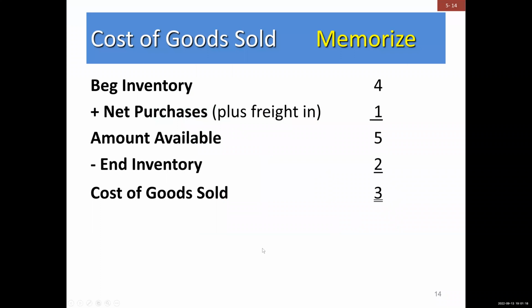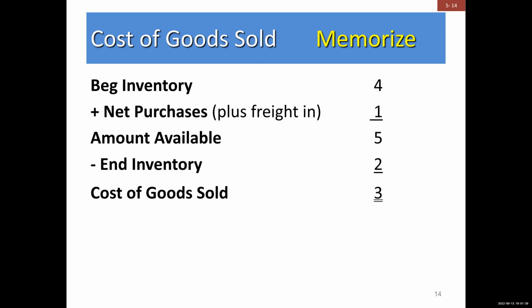I want you to memorize this. And you don't have to worry about net purchases. We're just going to say for now, purchases, and that's it. Purchases is going to be net of purchase returns and allowances, net of the purchase discounts, and plus the freight in. But let's not worry about it right now.